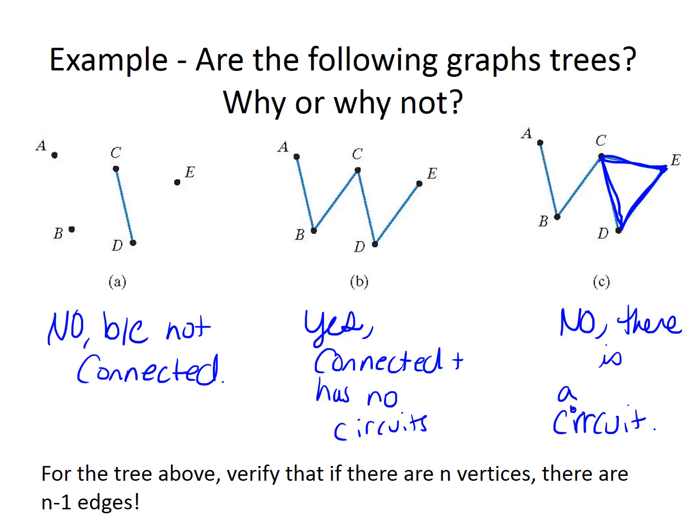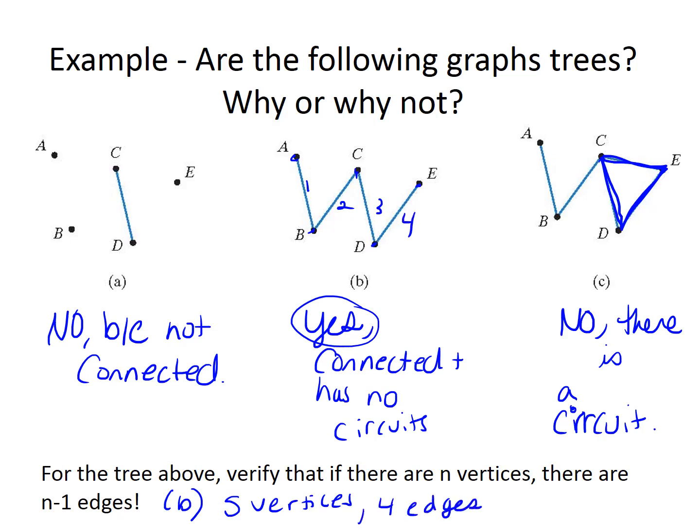So for the trees above, verify that if there are n vertices there are n minus 1 edges. So for part B, that was the only one that was a tree. That was the only one yes. So 1, 2, 3, 4, 5 vertices for part B. And so we know that there should be 4 edges, and there's 1, 2, 3, 4 edges. So that checks. So for any connected graph, you can decide if it's a tree also by counting the number of vertices and edges.